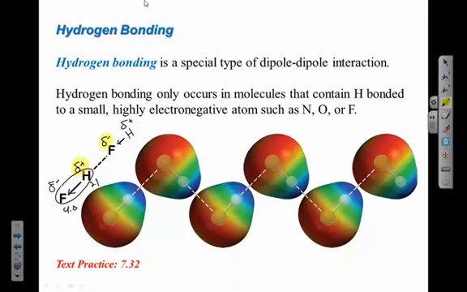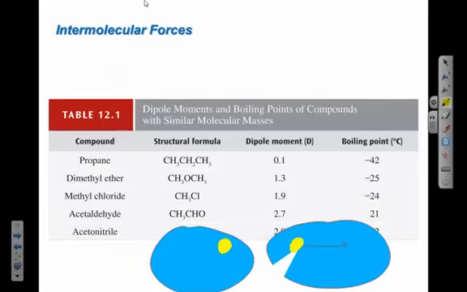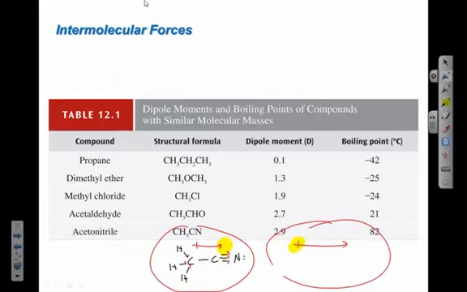7.32 asks us to look at ammonia. So let's take a quick look at that one. Ammonia is a nitrogen with 3 hydrogens. Ammonia is capable of hydrogen bonding. Ammonia is capable of forming up to 4 hydrogen bonds.